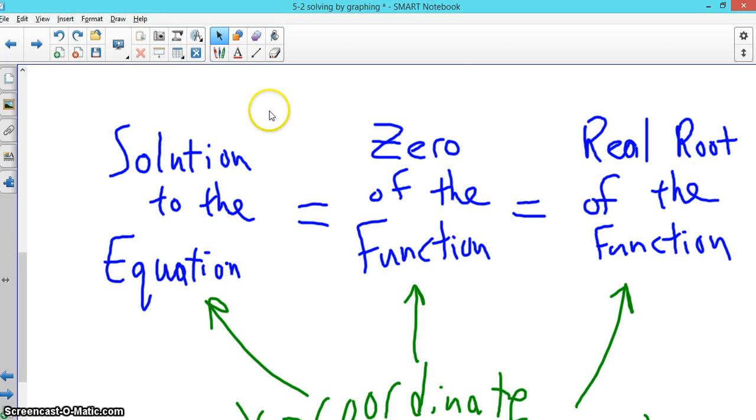All right, zero, root, solution, x-intercept. The x-coordinate of the x-intercept, often those are all used interchangeably. So these are terms you need to be familiar with. You've seen them before, I'm pretty sure. You saw them in Algebra 1, I think, at least a little bit. If not, don't sweat it. We'll talk about it tomorrow.